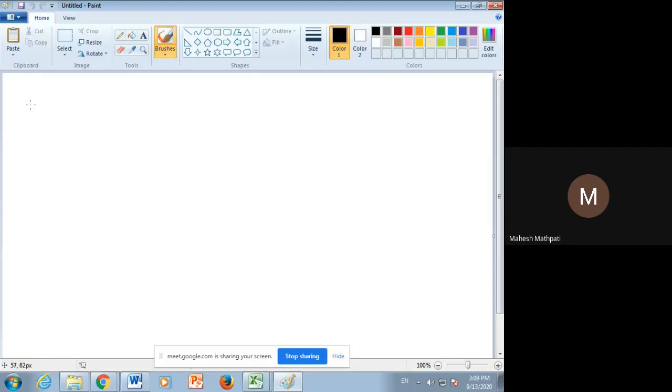So first point, you just write the example. Sorry, you just write the title as procedure for. Am I audible? Yes. So you just write today's title as procedure for designing FIR filter.